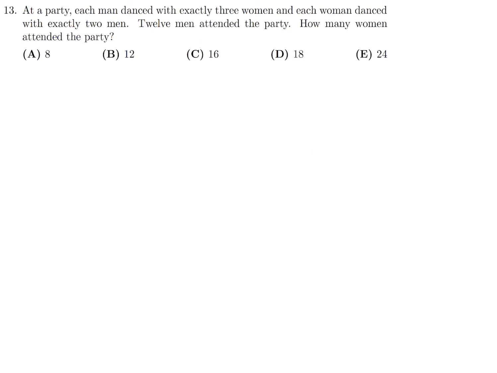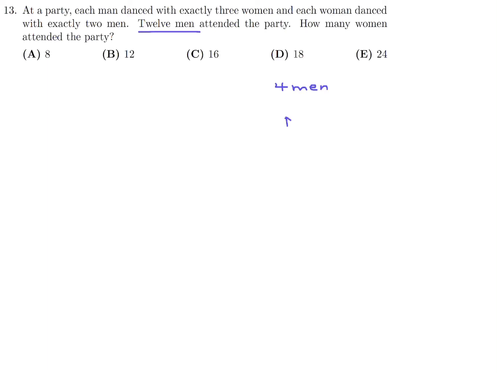At a party, each man danced with exactly 3 women, and each woman danced with exactly 2 men. 12 men attended the party. How many women attended the party? So to make things a little bit easy for you to understand, instead of using 12, I'm going to use 4 men, and then I'm going to explain it, and then we can extrapolate our answer to 12.